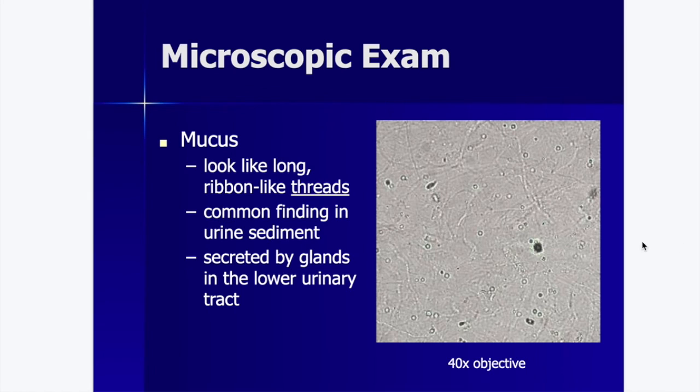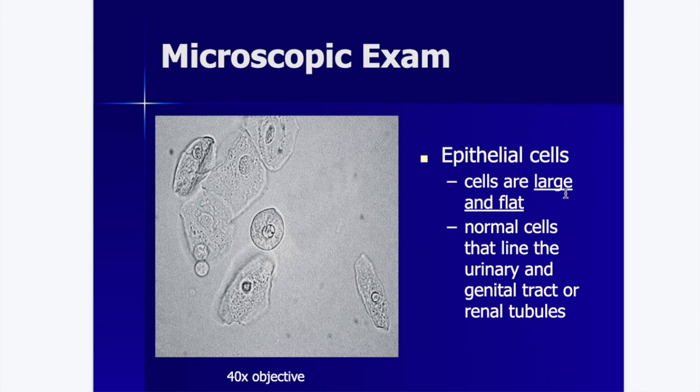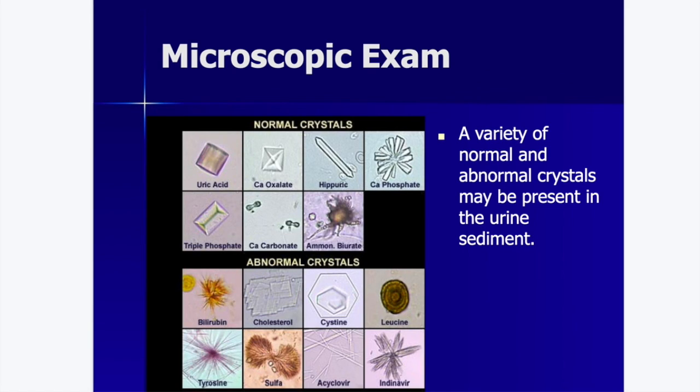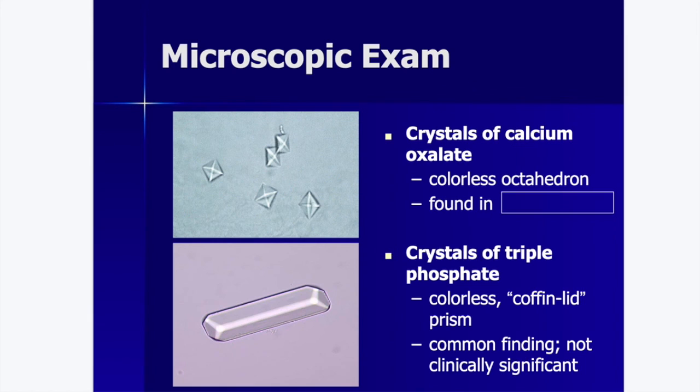Mucus are going to be these long thread-like things that we see in here. That is a common finding, so this wouldn't be concerning at all because mucus is secreted by glands along our urinary tract. Epithelial cells, so each one of these is an epithelial cell. Those cells are pretty large and they're flat. Those are normal cells that line the urinary tract and the genital tract or kidney tubules, so those are normal findings. There are crystals as well that can be found. Some are normal. We can see up here, some of these would be normal. Down here, those would be abnormal to find in urine.